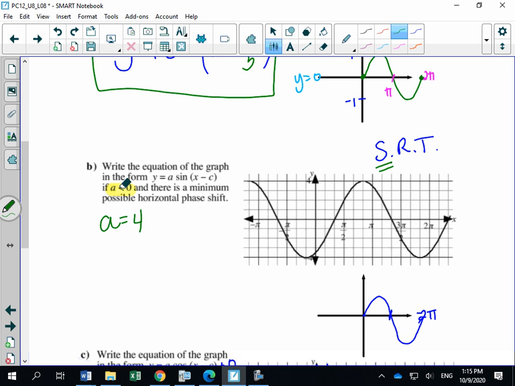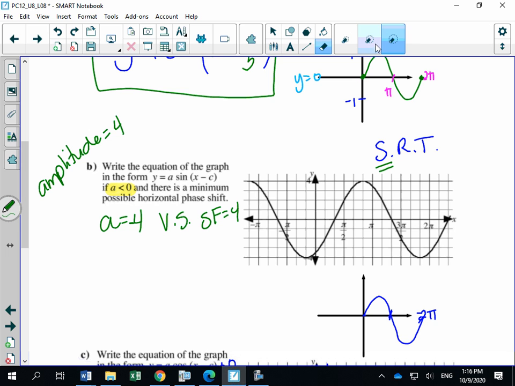If, though, they want A to actually be less than 0, my A value will be -4, but the vertical stretch is still a stretch factor of 4. So remember, it's always the absolute value of A. So my amplitude is 4, so that doesn't change, right? So let's write that down. Amplitude is equal to 4. Because they want A to be less than 0, there's going to be a reflection. So I have to write that as -4. So I'm just going to write my amplitude is 4. My A value, though, is -4, because that's going to be the reflection.